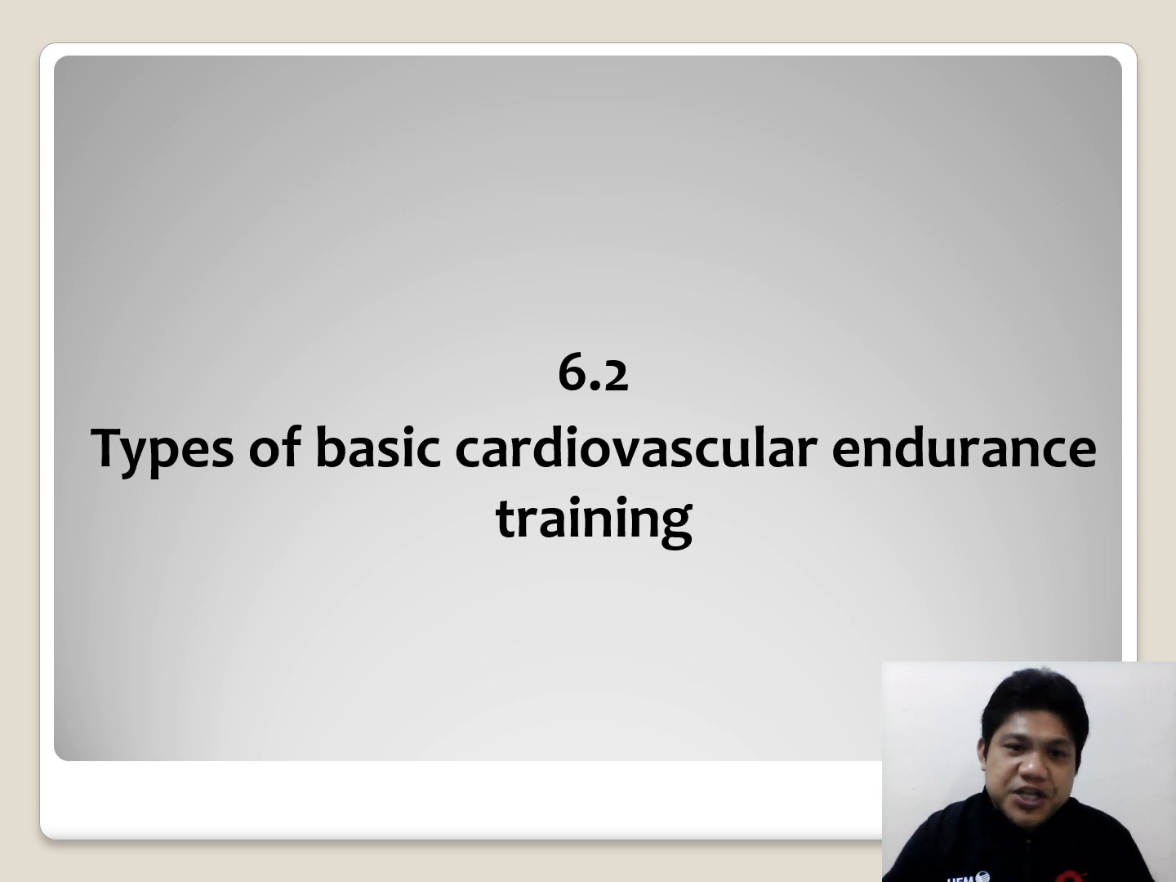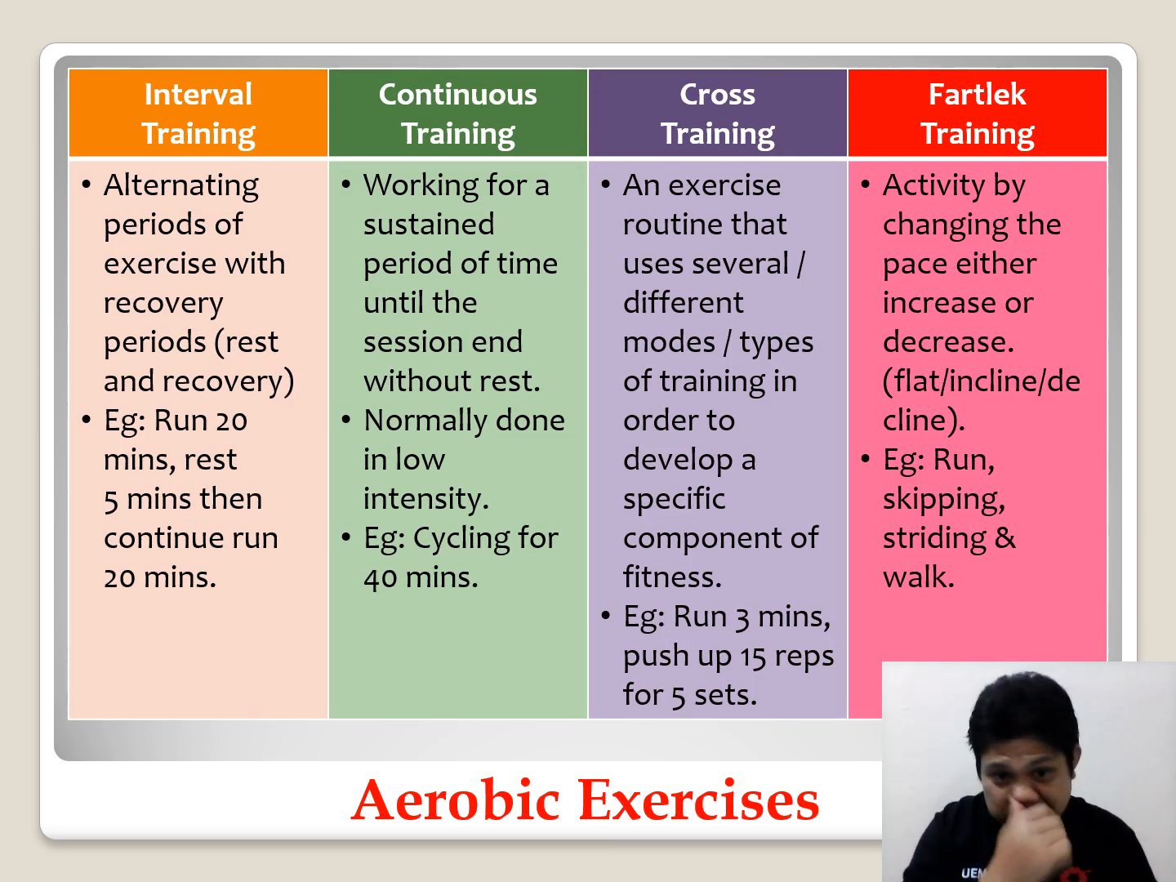Now we move to 6.2, types of basic cardiovascular endurance training. This is an example for aerobic exercise. Another one is anaerobic exercise. So we have four types of aerobic exercise here. First is interval training, second is continuous training, third is cross training, and the last one is fartlek training. Just for example given here.